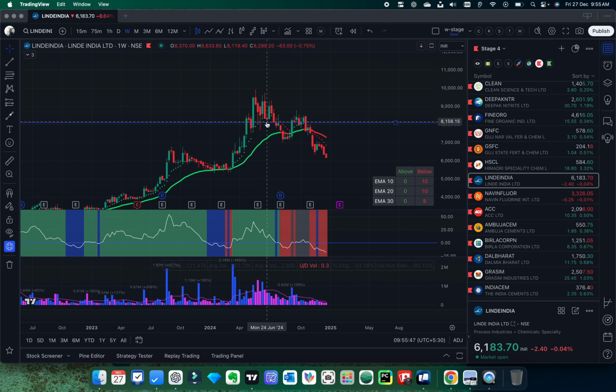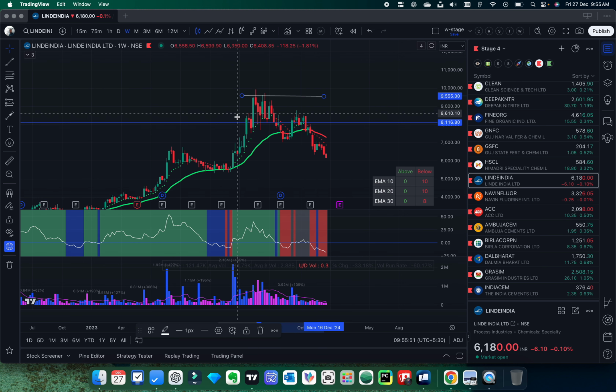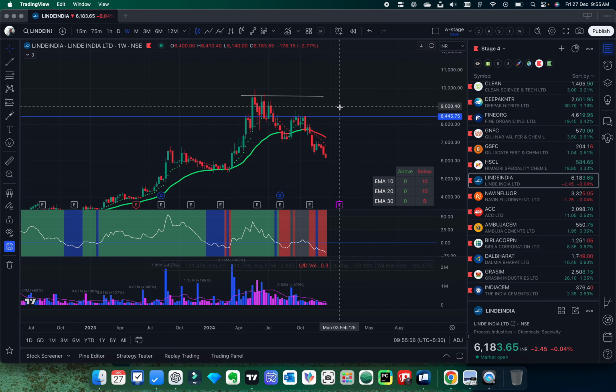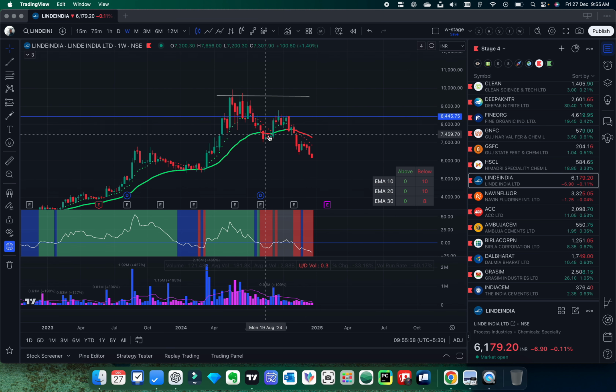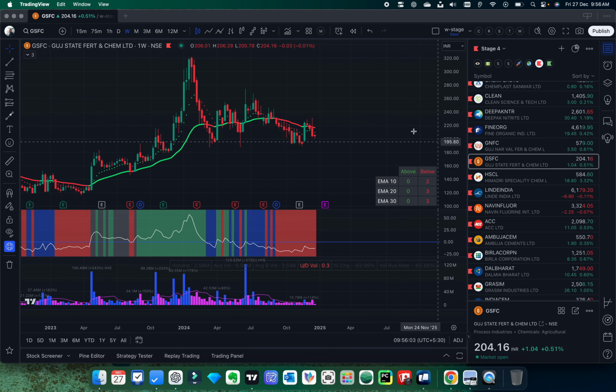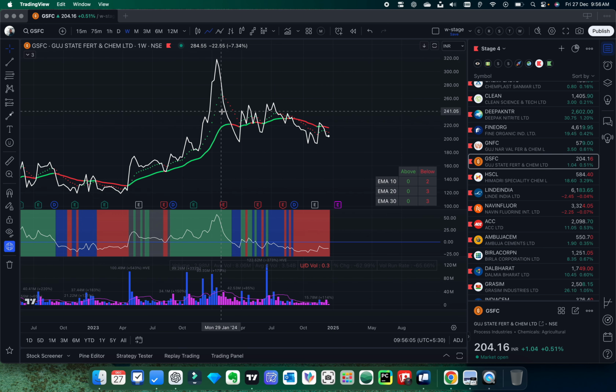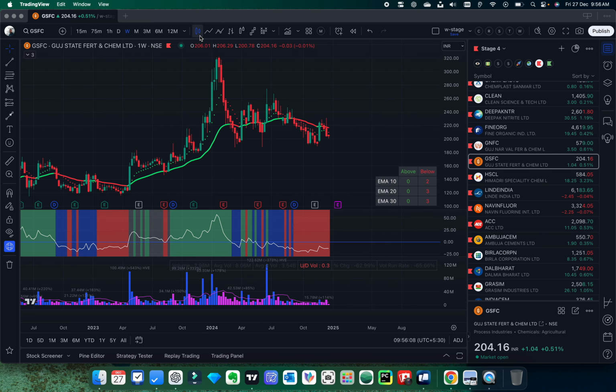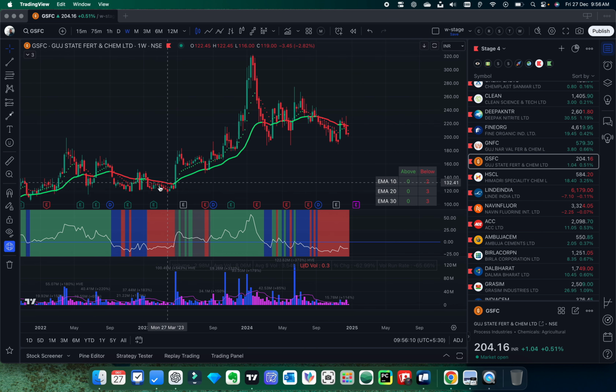So here we have a final topping area here till this time, kind of like here, and then breakdown. So this is stage 4. So let's put it here in a line chart. So basing area, rally, breakdown. So ideally we should have taken entry on this candle and we should have exited here.